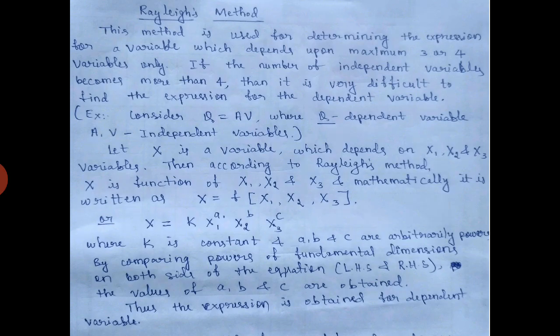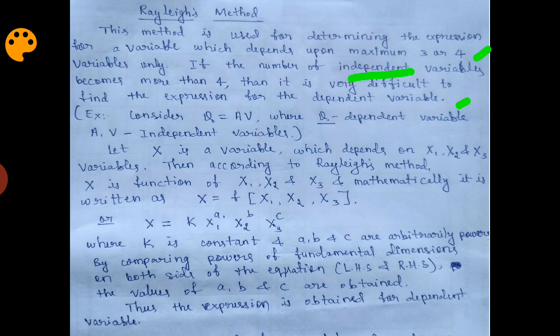Now about Rayleigh's method. This method is used for determining the expression for a variable which depends on a maximum of 3 or 4 variables. So here it is only for 3 or 4 independent variables. If the number of independent variables becomes more than 4, then it is very difficult to find the expression for the dependent variable. So it is the limitation of Rayleigh's method. You can solve it up to 4. If you go for 5 independent variables, then it becomes very difficult.